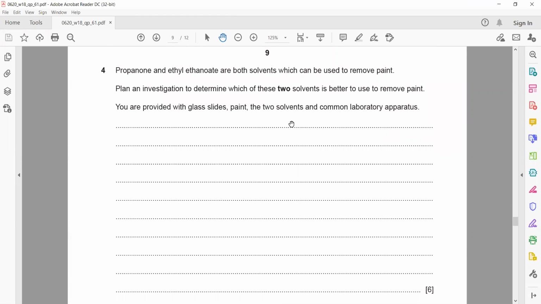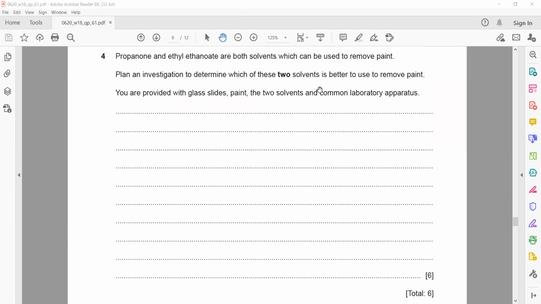The last question: propanol and ethyl ethanoate are both solvents which can be used to remove paint. So we can remove the paint by using either propanol or ethyl ethanoate. Plan an investigation to determine which of these two solvents is better to use to remove the paint. You're provided with a glass slide, two solvents, and common lab apparatus.